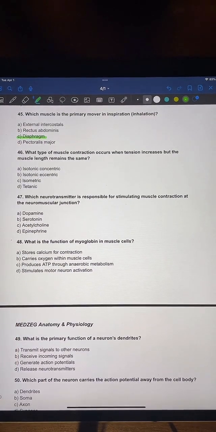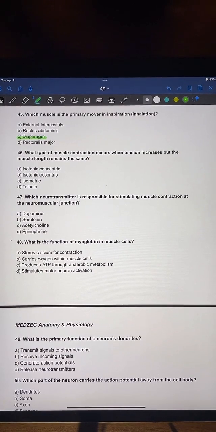46. What type of muscle contraction occurs when tension increases, but muscle length remains the same?